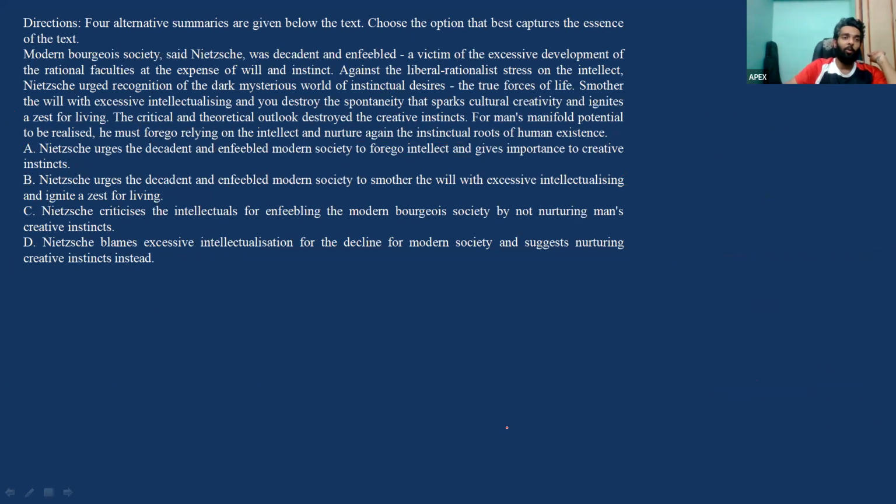What about this modern bourgeois society? The modern middle class society said Nietzsche was decadent and enfeebled, was going to rot and was weak, a victim of the excessive development of the rational faculties at the expense of will and instinct. So you have taken off instinct and will at the expense of development of rational faculties. What are rational faculties? Mind, I guess. Against the liberal nationalist stress on the intellect, Nietzsche urged recognition of the dark, mysterious world of instinctual desires, the true force of life.